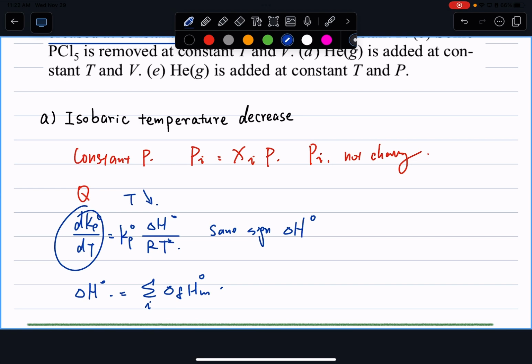In this case, I'm going to give you the number. This one is a positive number, and when we have a positive number, we say this derivative is positive. So your Kp naught will increase with a temperature increase, or decrease with a temperature decrease. That tells me my equilibrium constant has become smaller, so your reaction quotient is now larger than your equilibrium constant. The reaction shifts back.